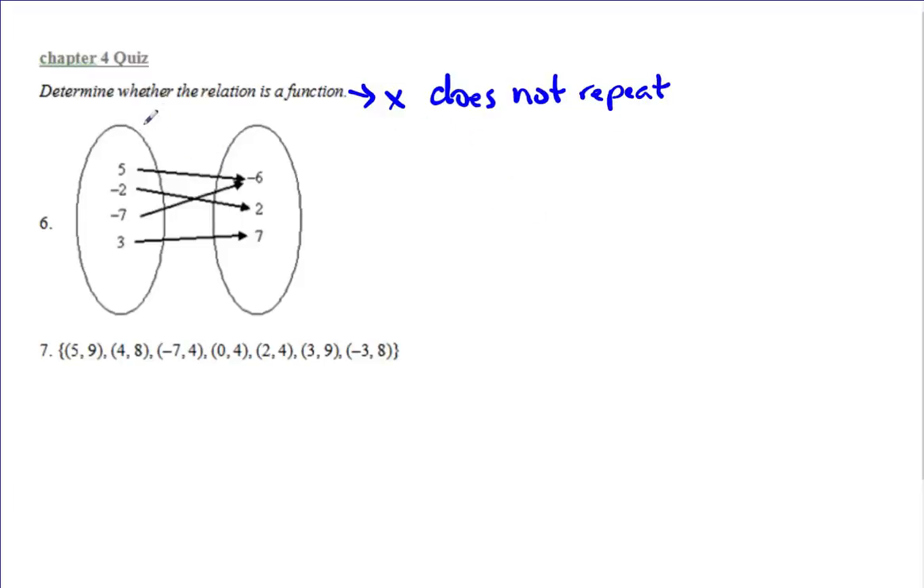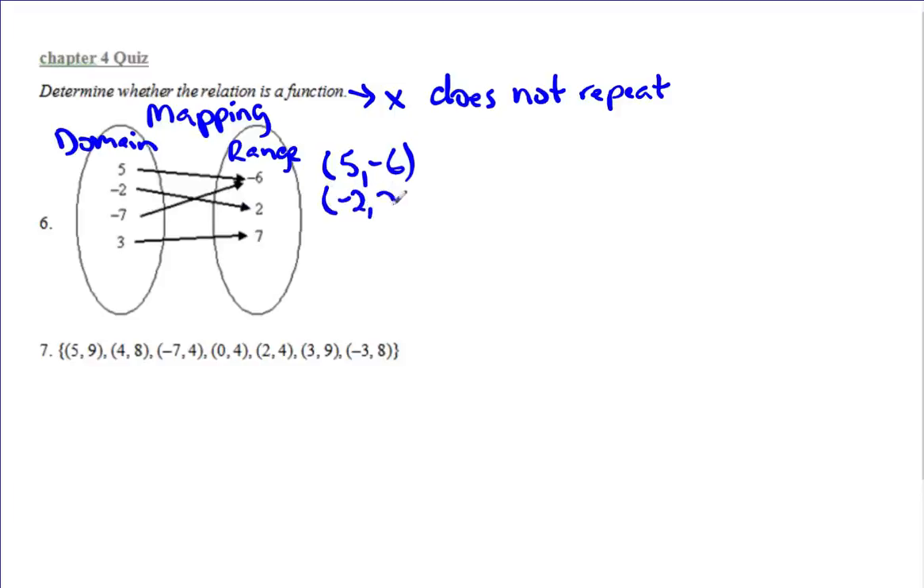So if we have a mapping, which is what this is, it's called a mapping, where they put the domain on one side and the range on the other. Okay? And each of these arrows represents one point. So this first point, 5 pointing to -6, is the point 5, -6. And our next one, we have -2 pointing to +2, so it's -2, 2. And we have -7 pointing to -6, and 3 going to 7.